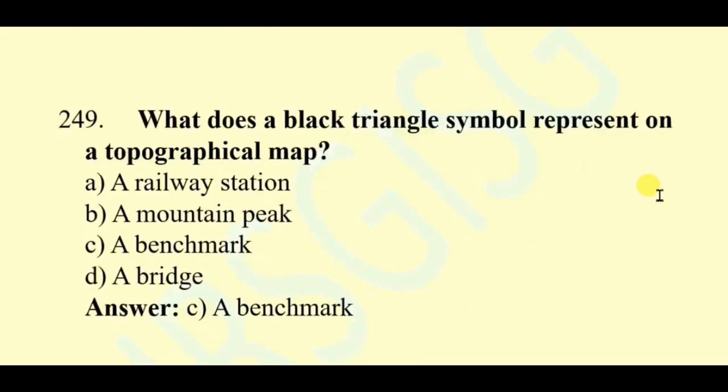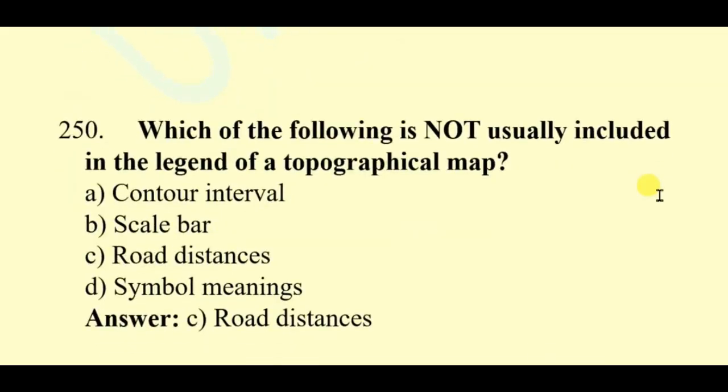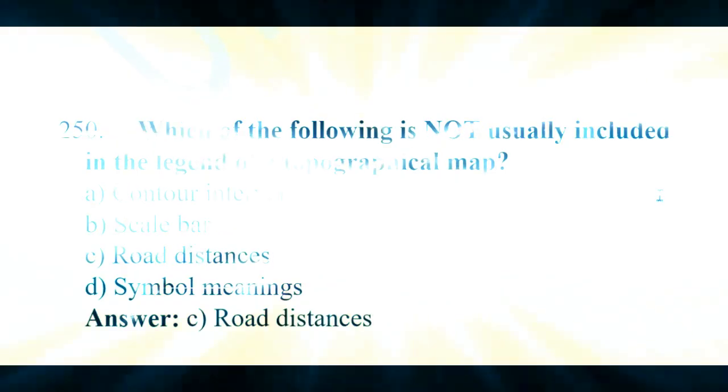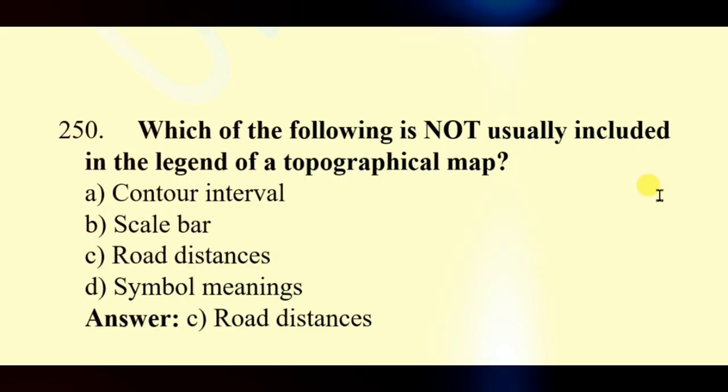Question 249. What does a black triangle symbol represent on a topographical map? A railway station, a mountain peak, a benchmark, a ridge. Here the right answer will be a benchmark. Question 250. Which of the following is not usually included in the legend of a topographical map? Contour interval, scale bar, road distances, symbol meanings. Here the right answer will be road distances. This is the last question of this video.